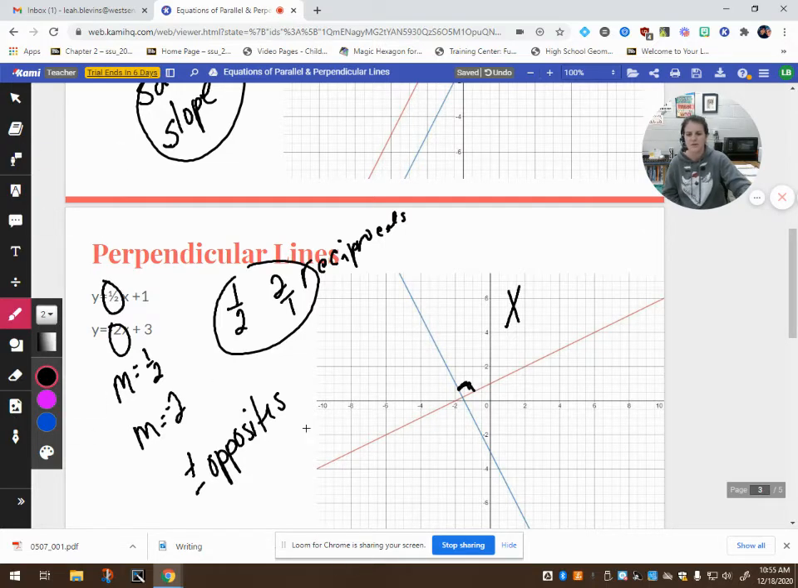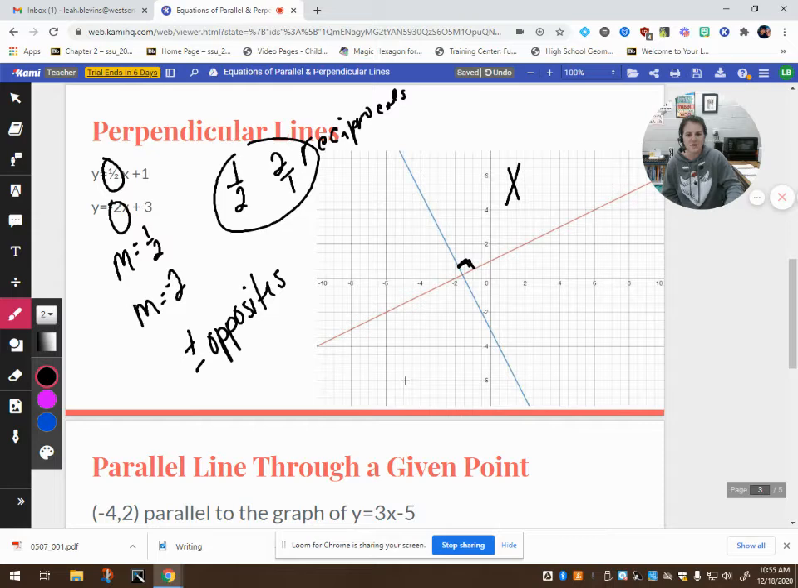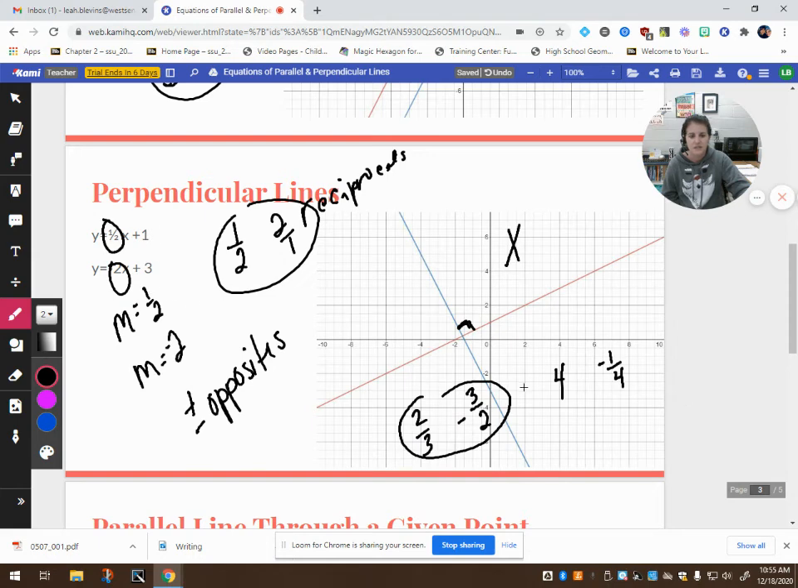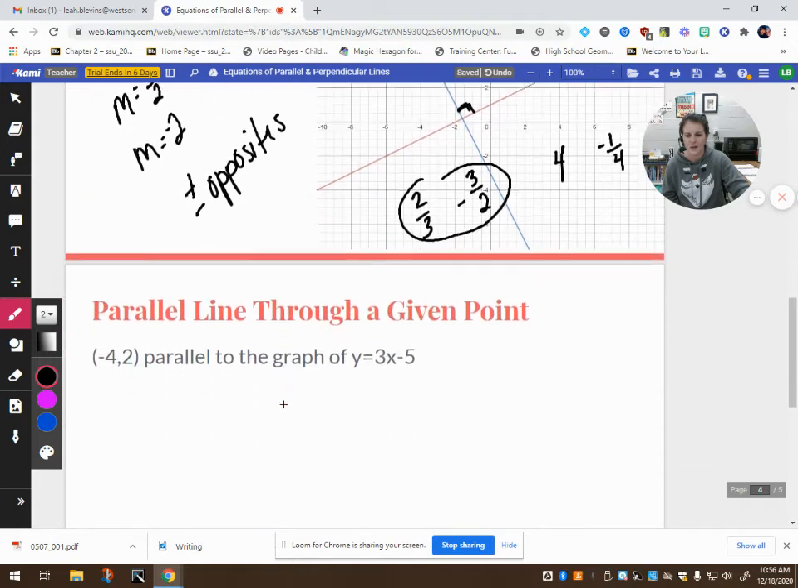So let's think about some other reciprocals. Let's say I have 2/3. What would be the opposite of 2/3? It would be negative, and its reciprocal would be 3 over 2. So these are opposite reciprocals. We could do 4. What's the opposite reciprocal of 4? Well, we know 4 is understood to be 4 over 1. So the reciprocal would be 1/4. Since this is positive, this has to be negative. And these are opposite reciprocals. And it doesn't matter what their y-intercept is. As long as their slopes are opposite reciprocals, those lines are going to intersect to form a right angle.